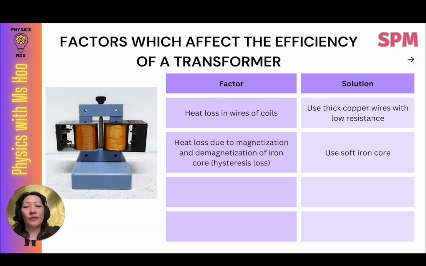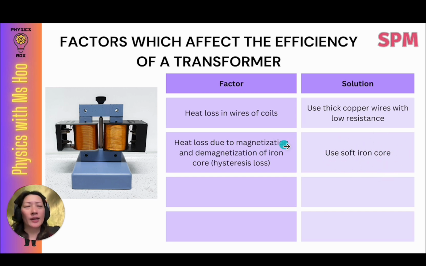Another factor you need to know is the heat loss due to the magnetization and demagnetization of the iron core. This is also known as the hysteresis loss. Now, what this means is that we know that the iron core will help to strengthen the magnetic field to enable the process to be more efficient. But if you use a magnetic material which does not magnetize and demagnetize easily, there'll be a lot of heat loss during this process of magnetizing and demagnetizing. So obviously the solution is to use soft iron.